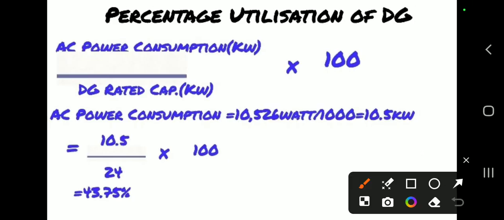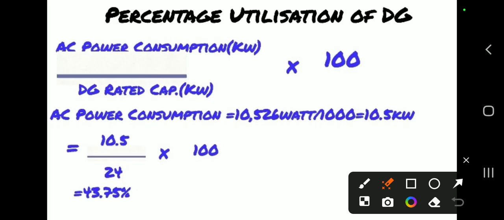So now let's see the percentage utilization of the DG. From the previous slide, we see that the AC consumption is 10,526 watts. That is the AC consumption of the equipment, which is the telecom equipment. So we see the telecom equipment consuming 10,526 watts of power from the generator. And we know that the AC DG rating of 30 kVA is 24 kilowatts.